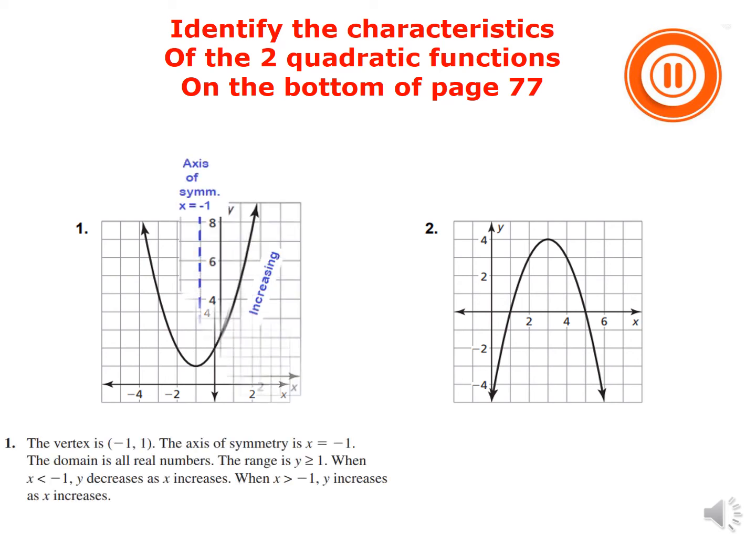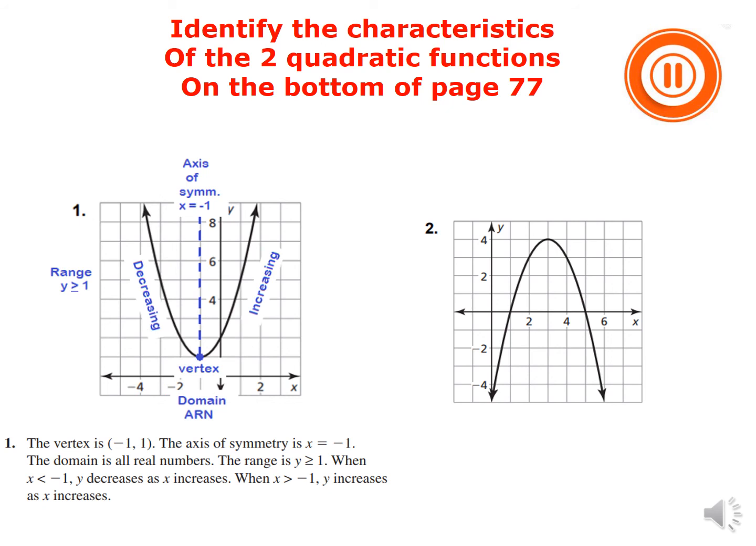Okay, so here's what I found, and I just drew them all on the graph. So my range is y is greater than 0. Here's my vertex, which is (-1, 1). My axis of symmetry is x equals -1. Notice it's the same as this. And my domain is all real numbers, decreasing part, increasing part. Okay, so now that I've done that one, you do number 2.